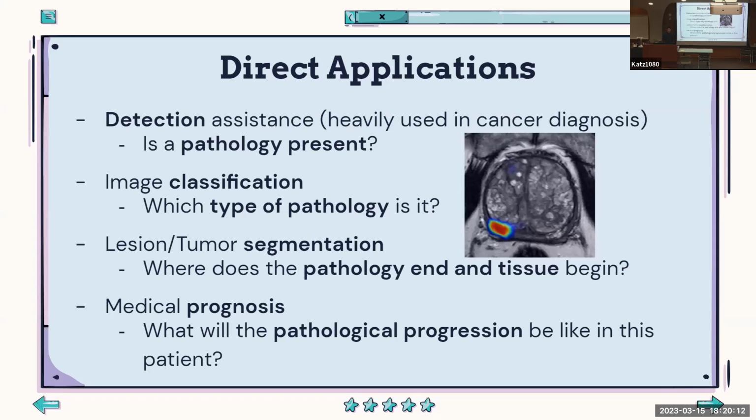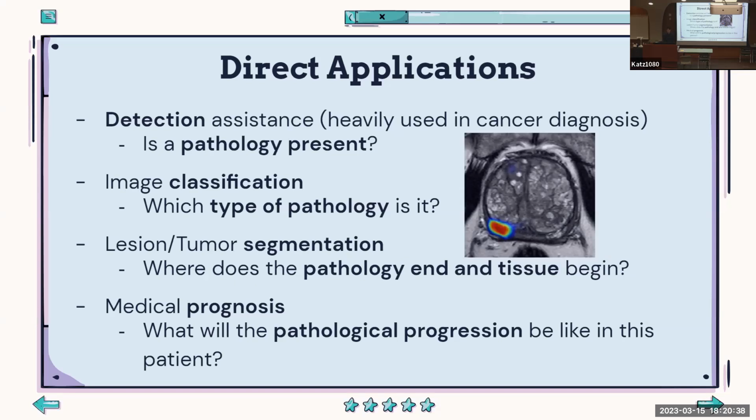Four big things that I want to talk about here. So number one is detection assistance. So this is really common in cancer diagnosis. And the question is, is there a pathology even present? Like if I give you a scan and you look at it, can you actually tell me if there's a nodule there? Oftentimes it's a lot easier said than done, but computers, like I said before, are very good at identifying when something's asymmetrical, when something's out of place, due to the training that we're able to put these models through.